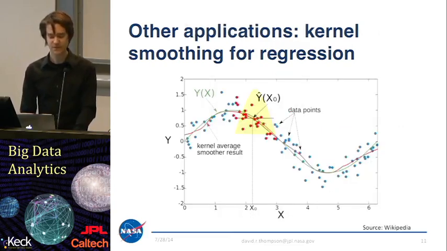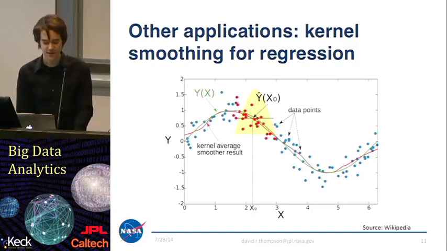So here's an example for just a 1D problem of what kernel smoothing looks like in practice. We've got a process which is green here. It's y of x, which is just a simple periodic function in this case. And it generates a bunch of data points that are noted in blue. We're trying to infer what this function looks like, and have applied a kernel smoothing algorithm to the data.